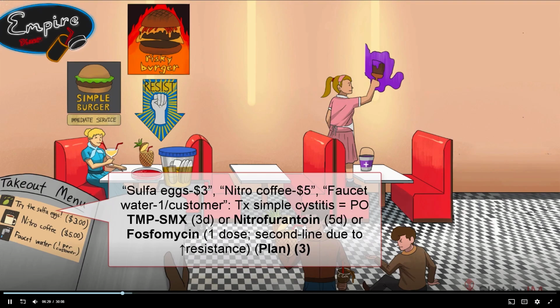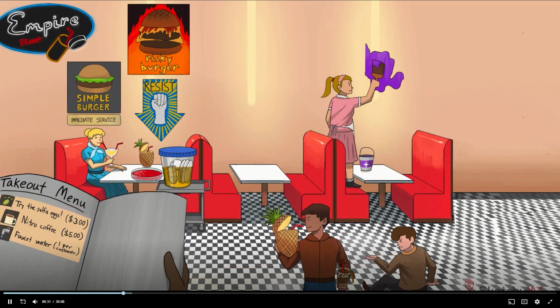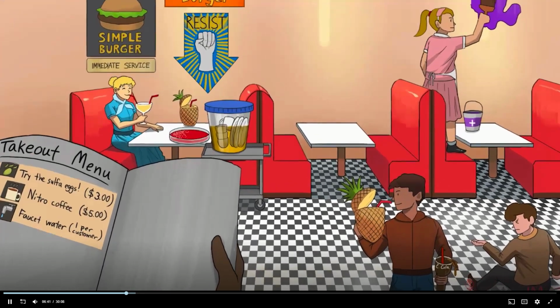of resistance. So if the nitro coffee just isn't doing it for you, they got fosfomycin faucet water with natural minerals. Does lead count as a mineral? Remember, that's 1 dose per customer.